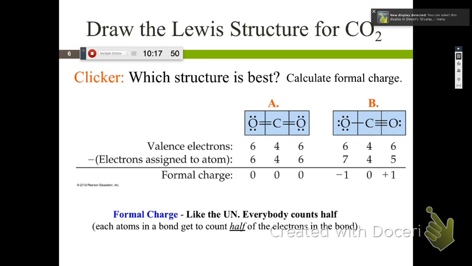We have 6 valence electrons. 6 electrons are assigned to that, so the formal charge is 0. And then kind of go across like that.